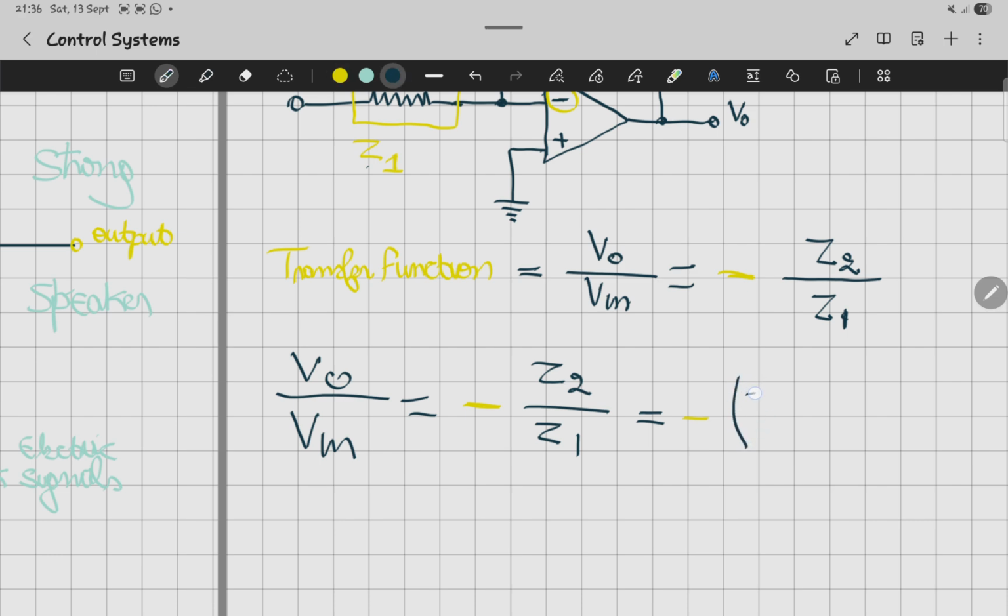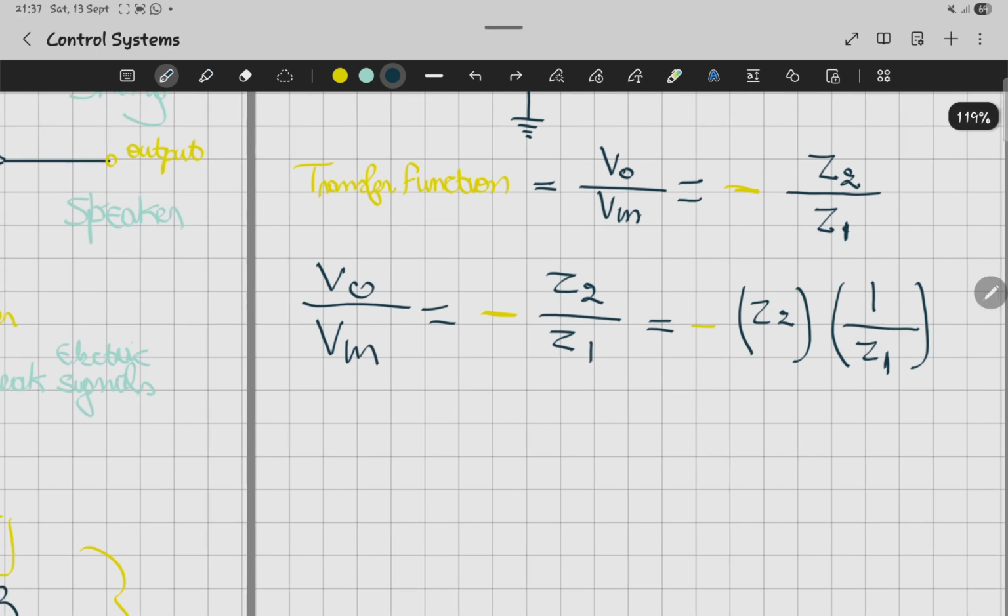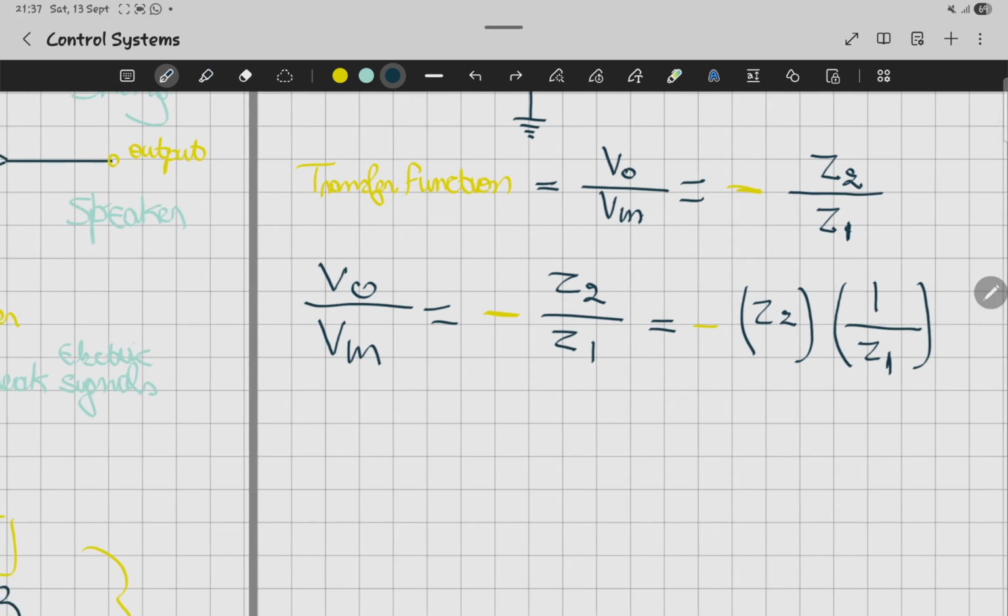I'm allowed to move Z2 outside, so it's gonna be 1 over Z1. These are just mathematical equations, so you can move it in front, or maybe just write it in this way. This is the same as what we had on the other side. Now I'm going to replace the values of Z1 and Z2. We're going to have something like this: the first bracket times the second bracket.